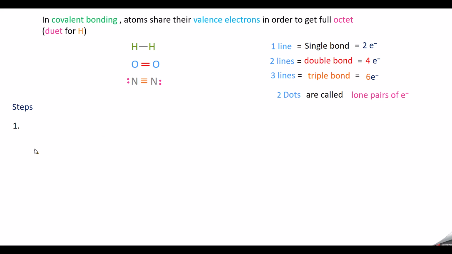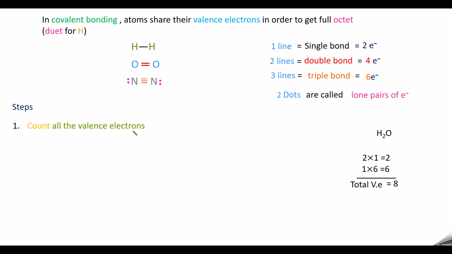First step, you have to calculate the number of valence electrons. For example, you take water. In water, you have 2 hydrogen and 1 oxygen. So 1 hydrogen has 1 electron, so 2 into 1 is 2. Oxygen has 6 valence electrons, and only 1 oxygen, so 1 into 6, that is equal to 6, totally you have 8 electrons. So total 8 valence electrons we have. So counting the valence electrons is done.